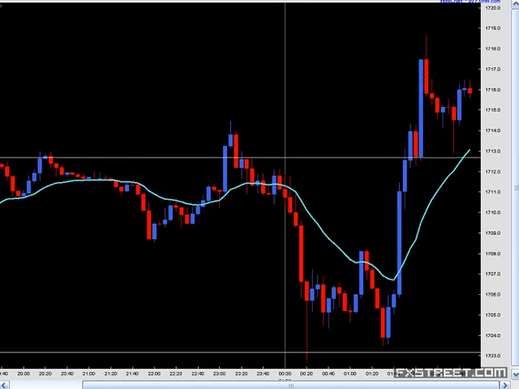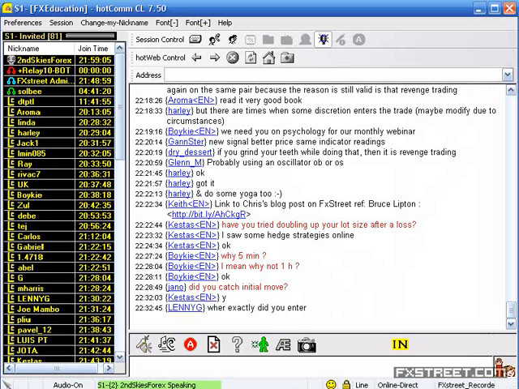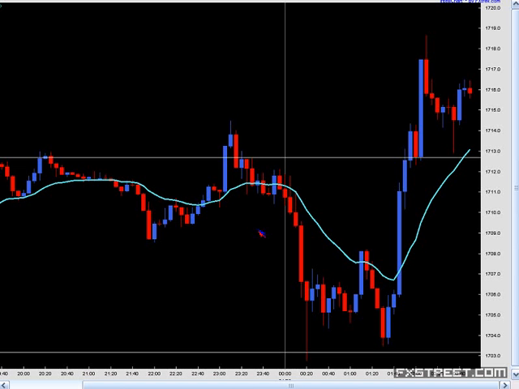Lenny G has a question. Where exactly did you enter on this level right here? I took the exact pullback to this level. Put it in order here. That was it. It actually didn't trigger until London. Actually, the first 20 minutes of London. But it triggered. Pretty simple. Stop below that. I had a little bit over 2-to-1 target on that. I think I adjusted it to about 2.5-to-1, which put me at about $25, $26 target.